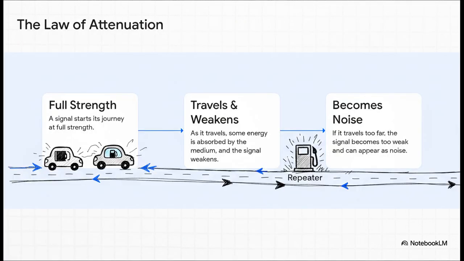The next law of the road is something called attenuation. Think of your data signal like a car that starts its journey with a full tank of gas. As it drives down that long cable, it's constantly using up fuel. The farther it goes, the weaker it gets, until it runs out of gas and the signal just becomes useless noise. To fight this, networks use devices called repeaters, which are basically just gas stations along the highway that boost the signal back up to full strength so it can keep going.